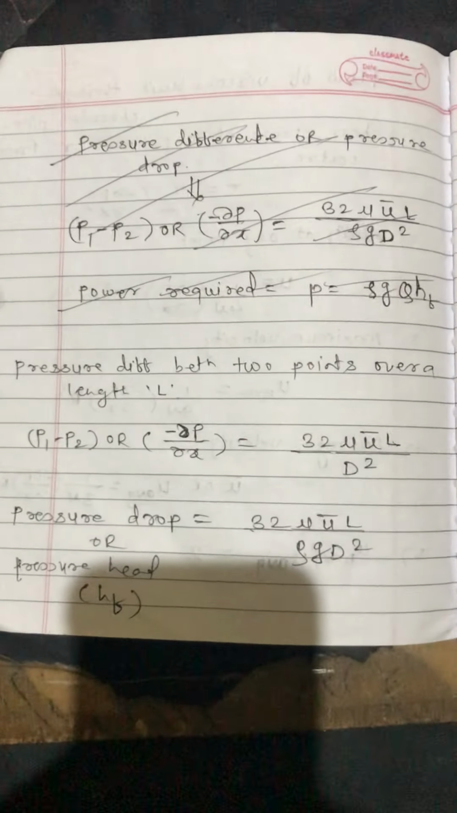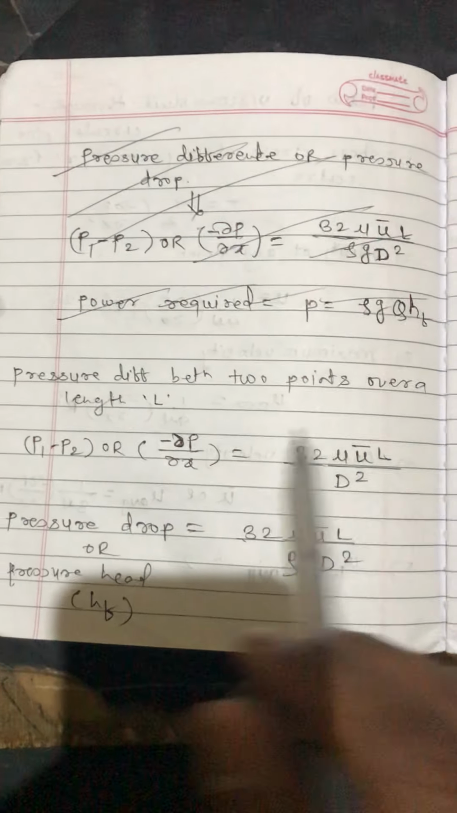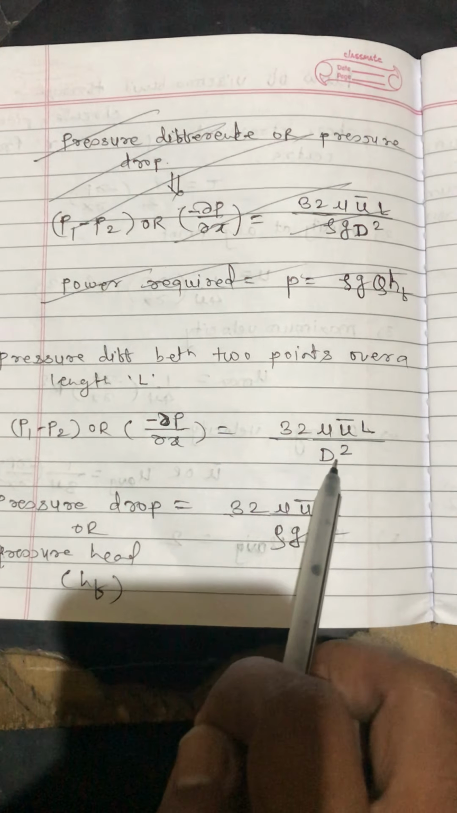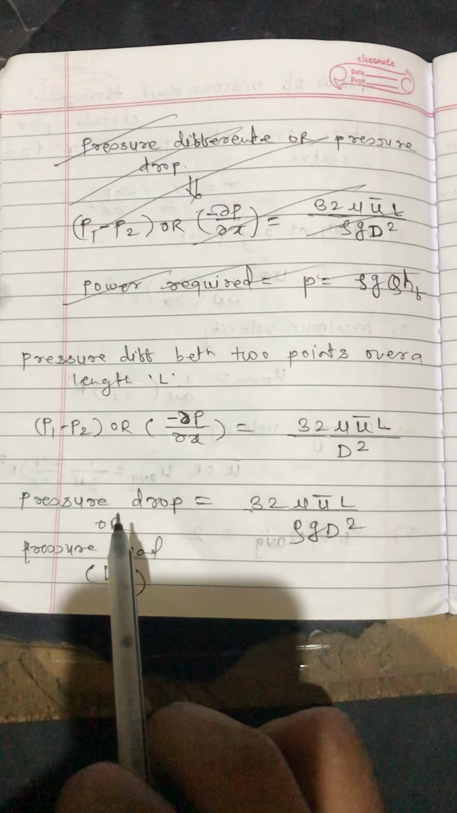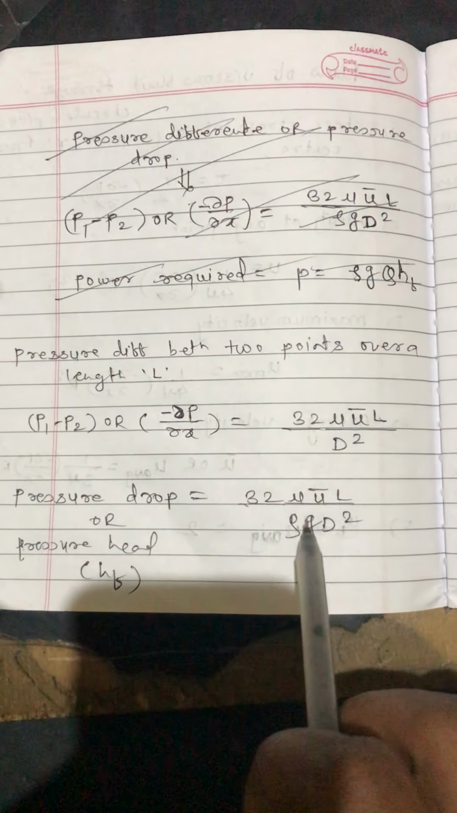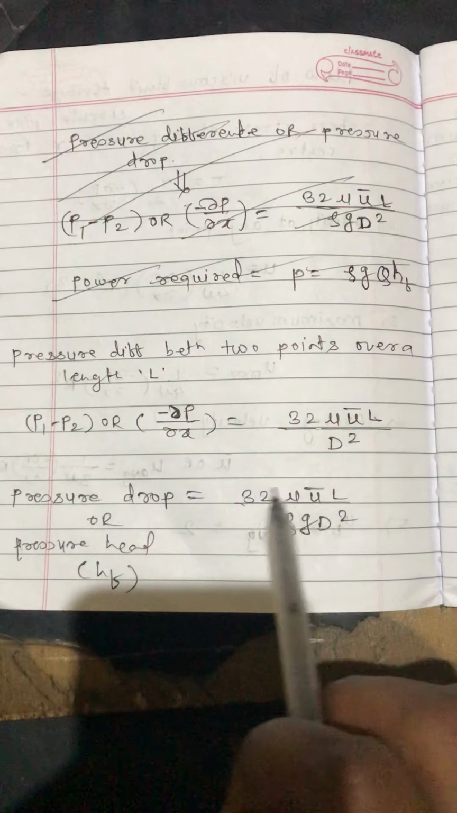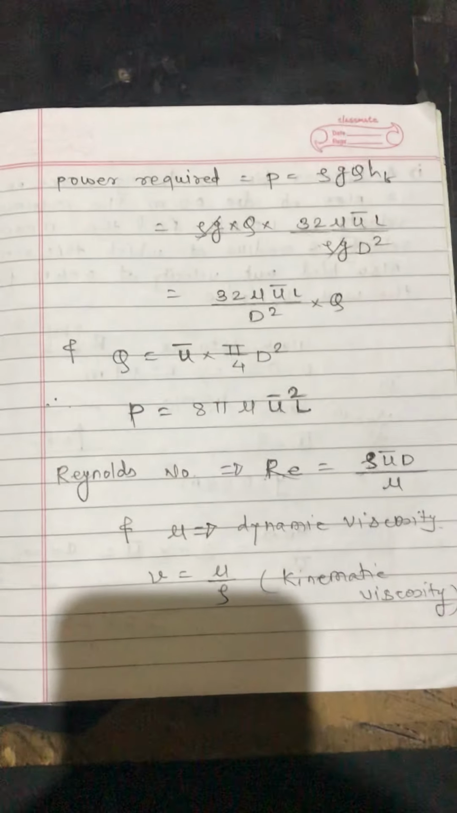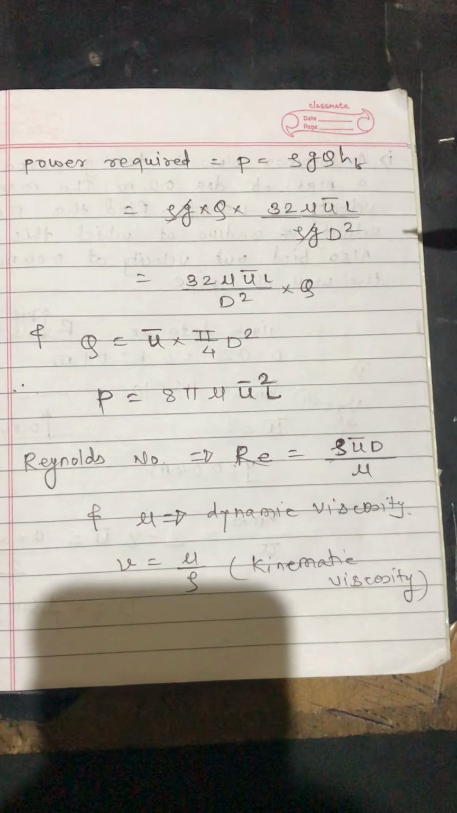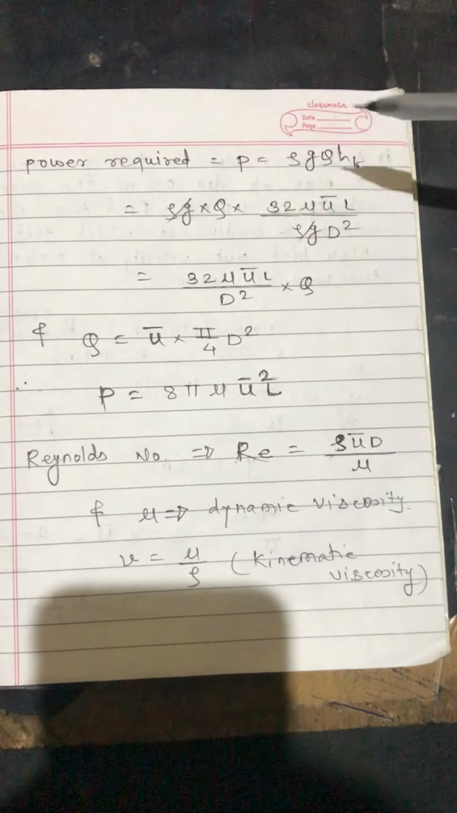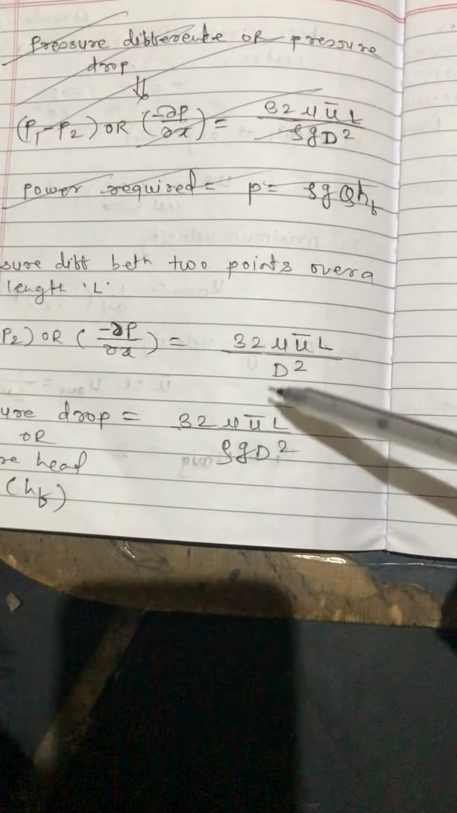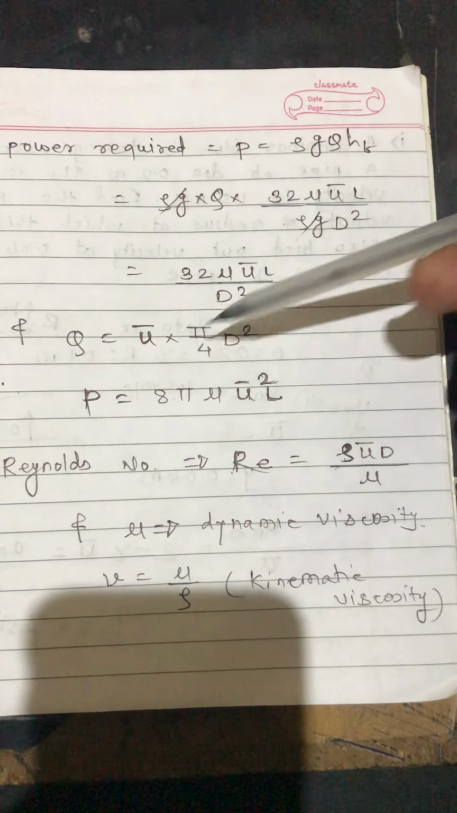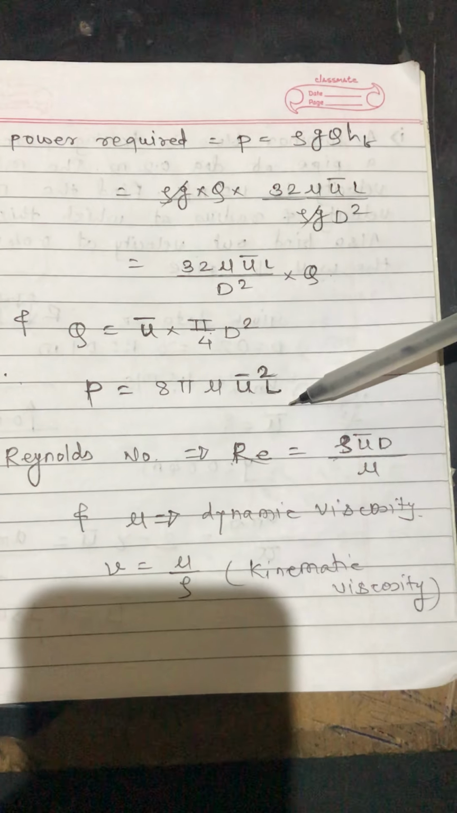Next, the pressure difference between 2 points. P1 minus P2 is equal to 32 times nu into U average into L divided by D square. And pressure drop is this pressure difference divided by rho g, so you will get 32 into nu into U bar into L divided by rho g D square. Then next is the power required. P is equal to rho g Q hf, where by putting the value of this hf you will get this value. Then by putting the discharge Q as area into velocity, you will get the power required.